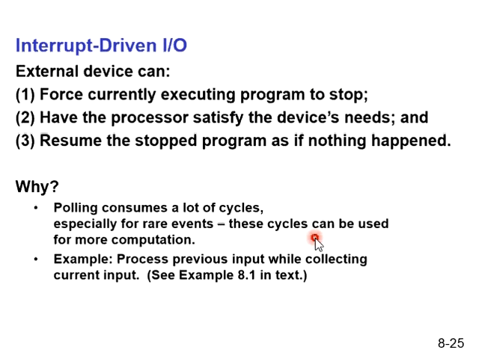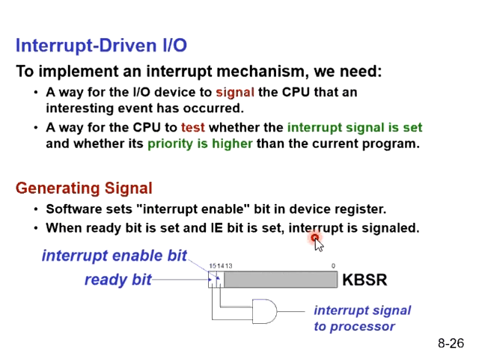When we study interrupts, you need to understand the way for an input-output device to signal the CPU that an interactive event has occurred, and the way for the CPU to test if the interrupt signal is set and if its priority is higher than the current program.